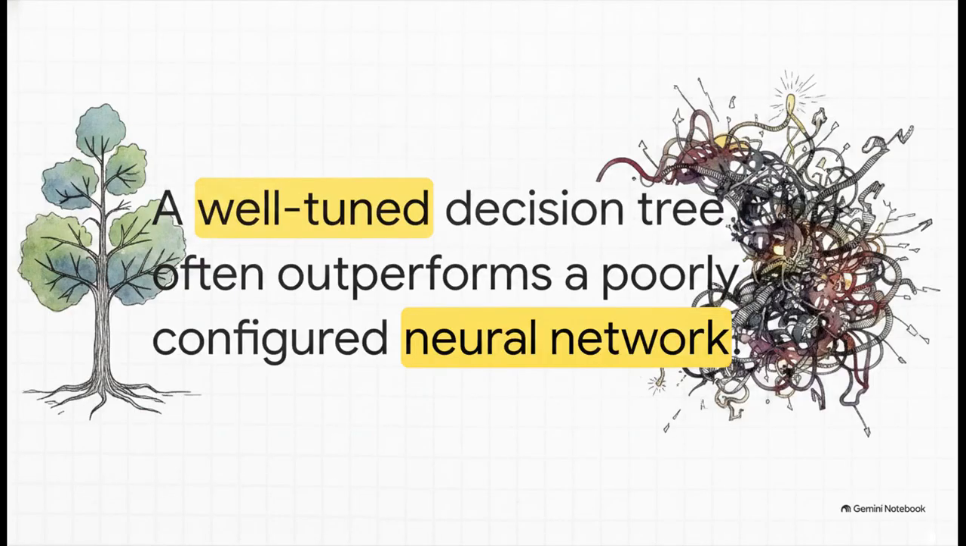But hold on just a second. Before you run off to build the most complex deep learning model imaginable, remember this rule. Always start simple. Seriously, a well-tuned decision tree will very often completely outperform a poorly configured neural network. Complexity is not a virtue in production. Try the simplest approach that solves your problem first.